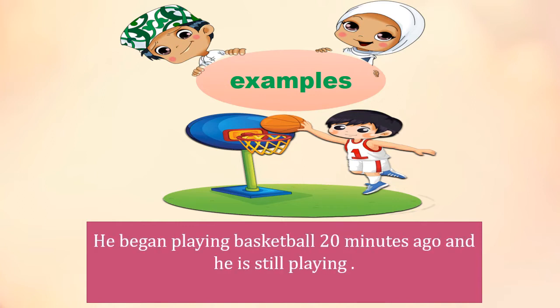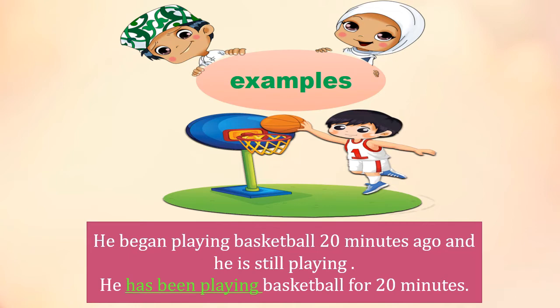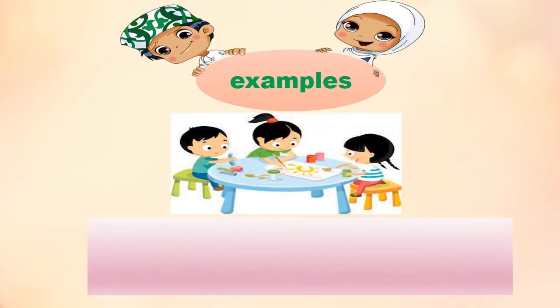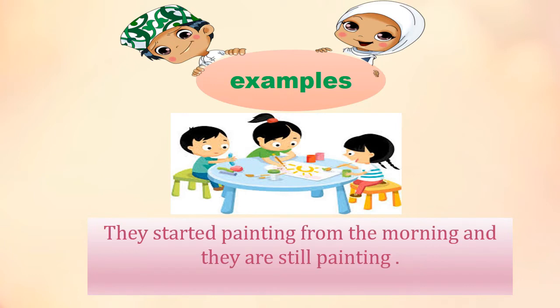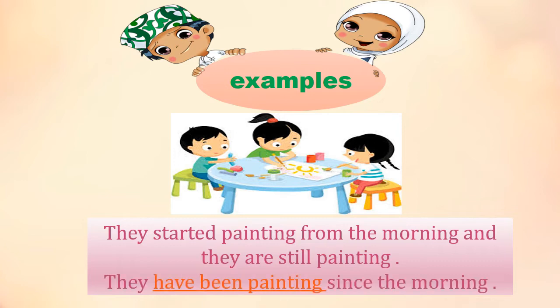Look at that boy. He began playing basketball 20 minutes ago and he's still playing. So, he has been playing basketball for 20 minutes. They started painting from the morning and they are still painting. The sentence: they have been painting since the morning. Very good.